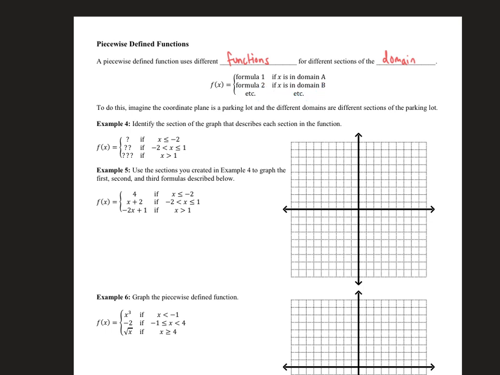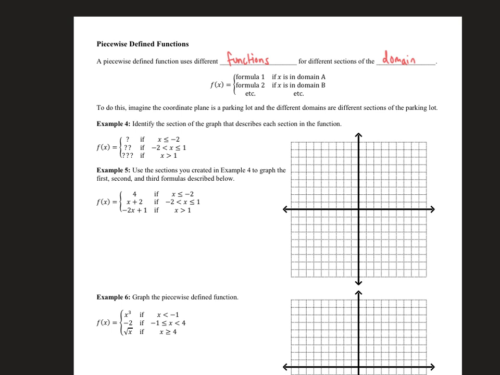So kind of like this here, where we have f of x equals 4 if x is less than or equal to negative 2, or f of x equals x plus 2 if x is between negative 2 and 1, and f of x equals 2x plus 1 if x is greater than 1. And so over different parts of the domain, the function will have different properties.